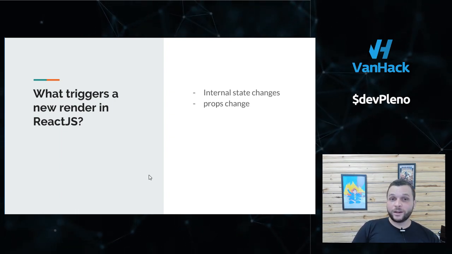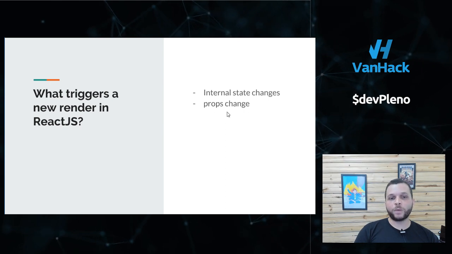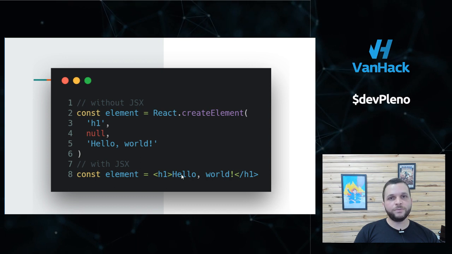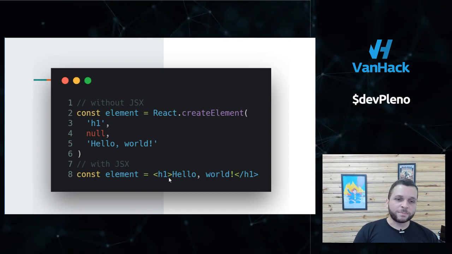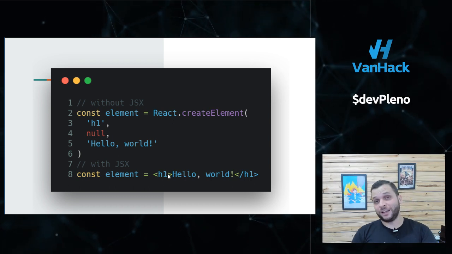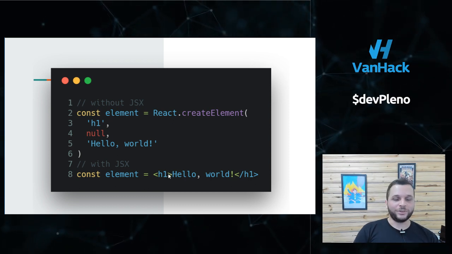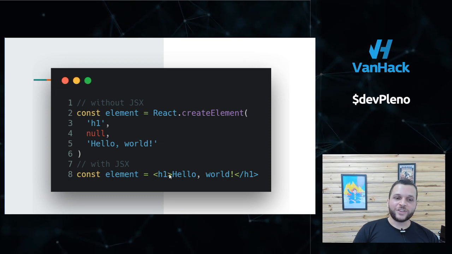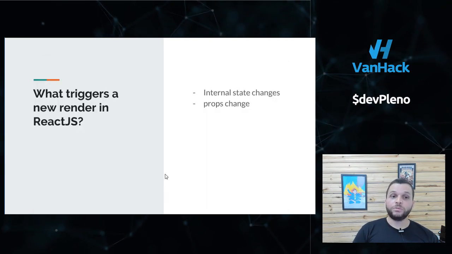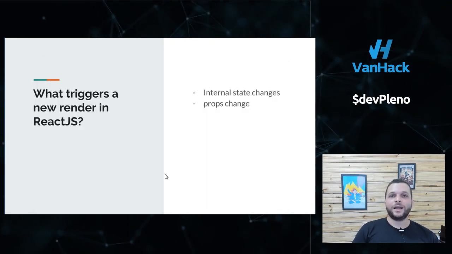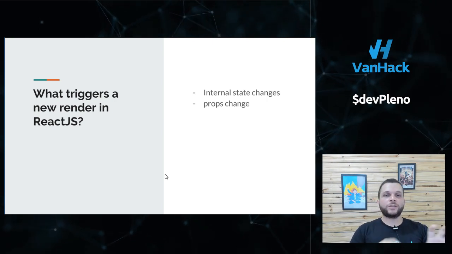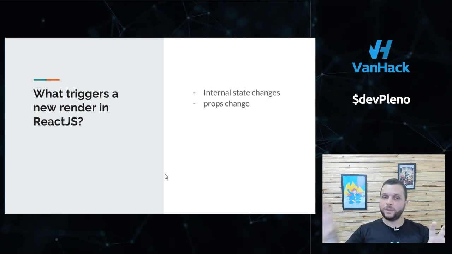Another thing that triggers a change is a props change. Here we are not passing any props. But if we insert another prop here, like the props in HTML, for example style or something like this, and we mutate these props, the component will re-render again. It re-renders inside the virtual DOM, and later React will try to find the best way to update the real DOM.